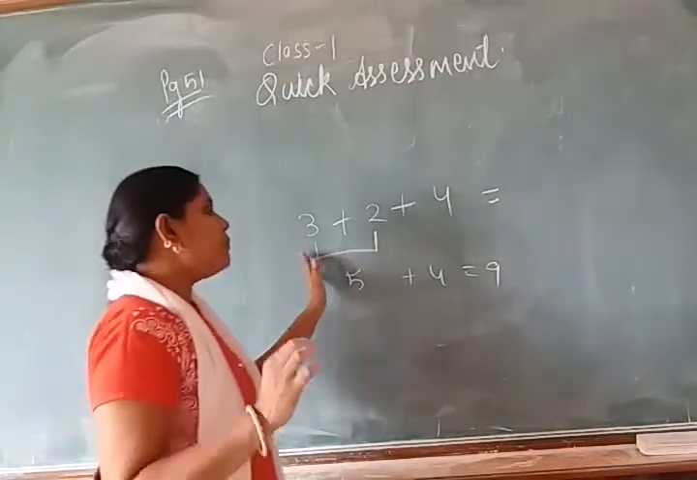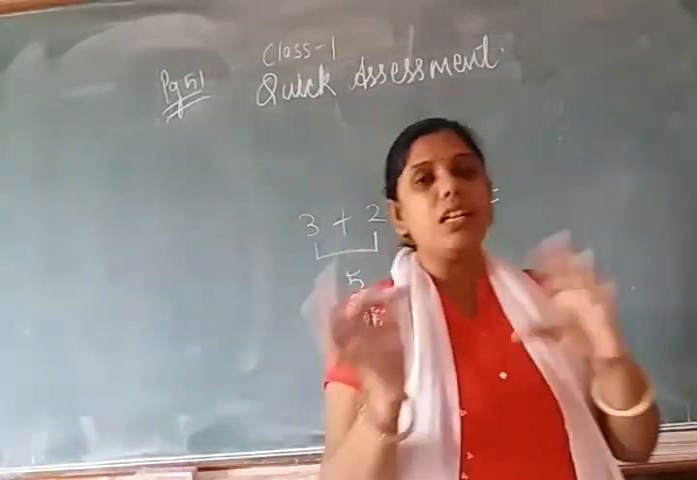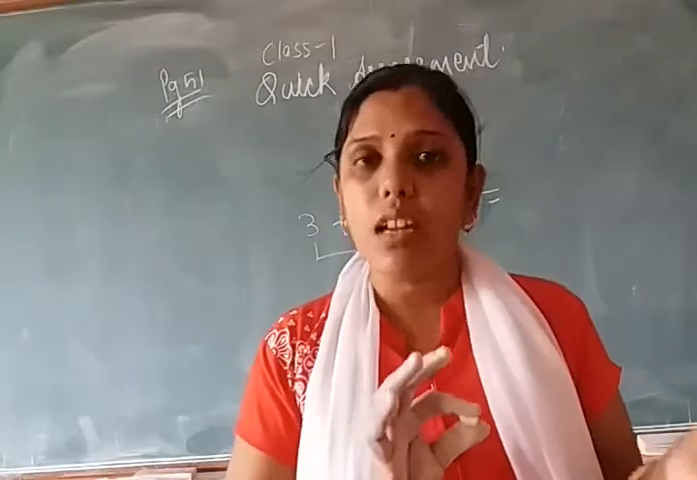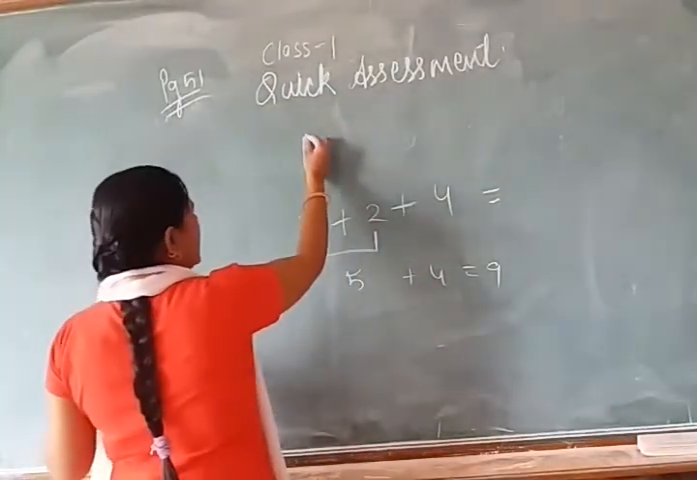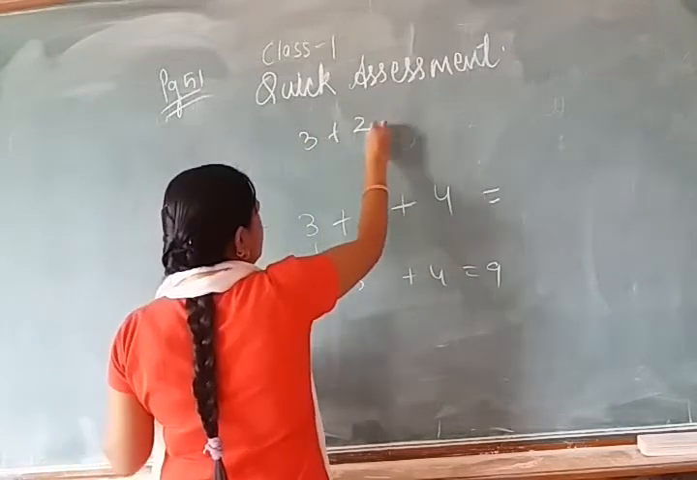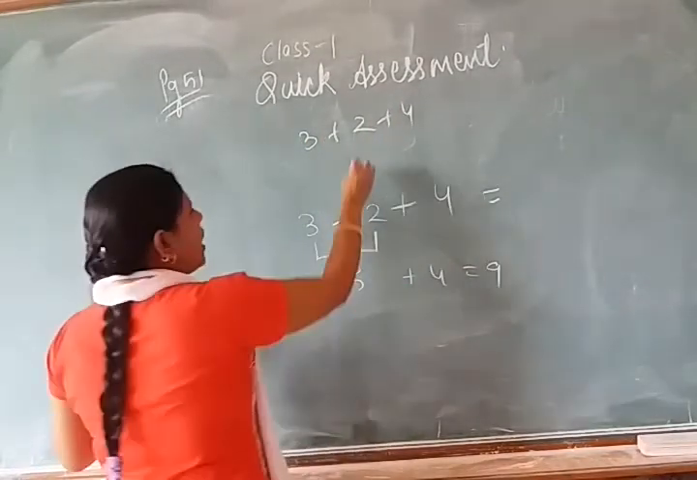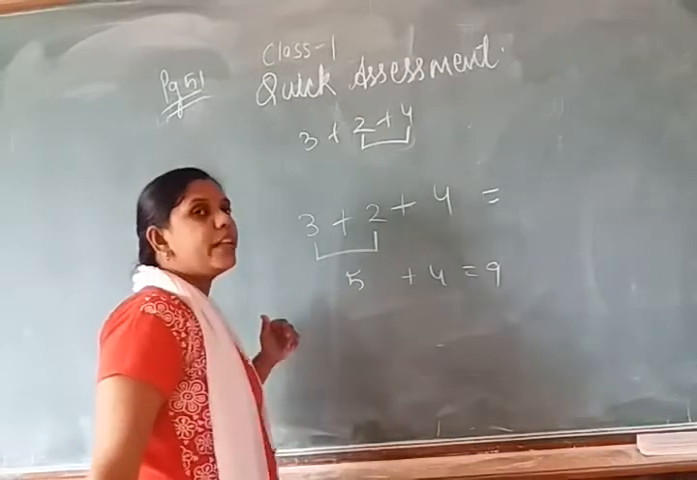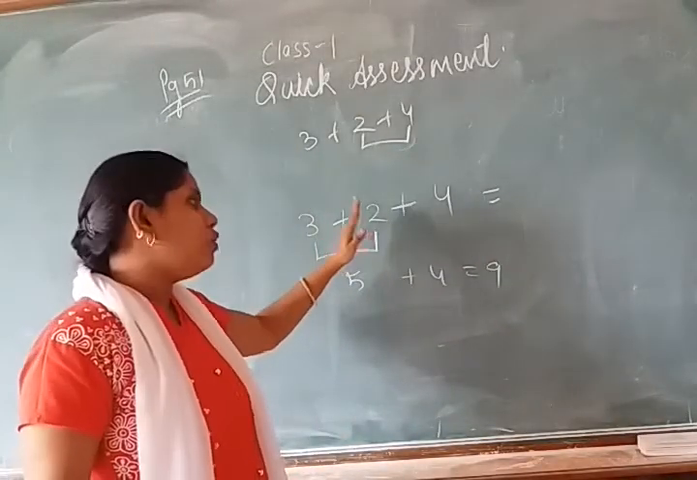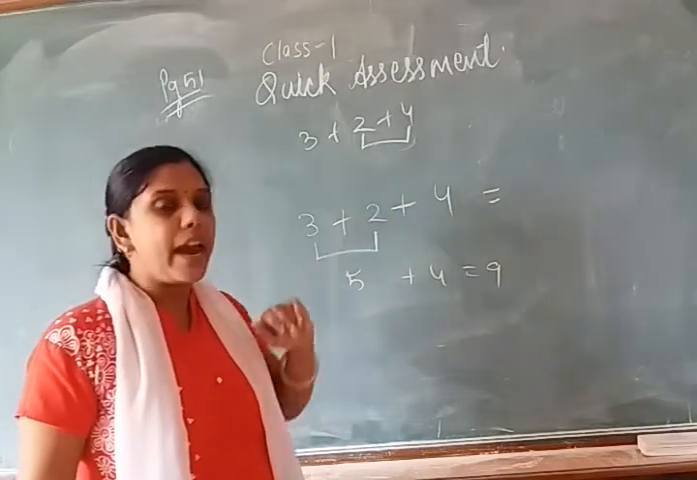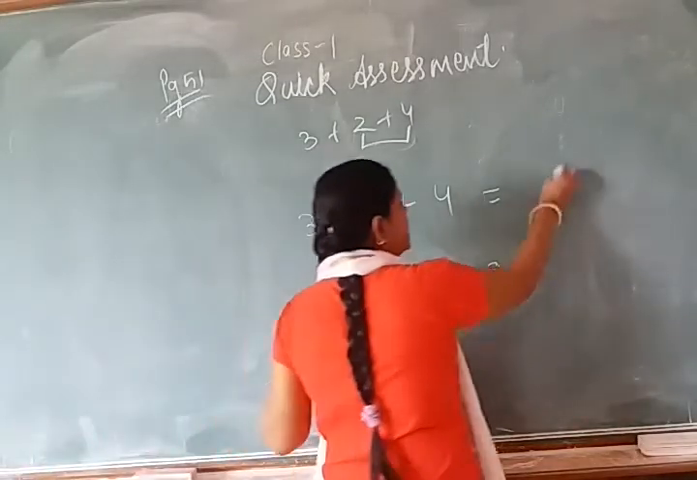If I am writing the same question by interchanging the position of a number. अभी मैं वापस से ये इक्वेशन लिखूंगी. Suppose again I am writing 3 plus 2 plus 4. Now I am adding first 2 plus 4. पहले हमने क्या किया था, 3 plus 2 किया था और उसका जो आंसर आया था उसमें 4 हमने ऐड किया था. So we will get answer as 9.